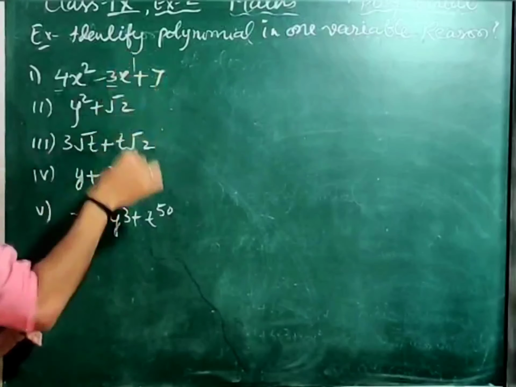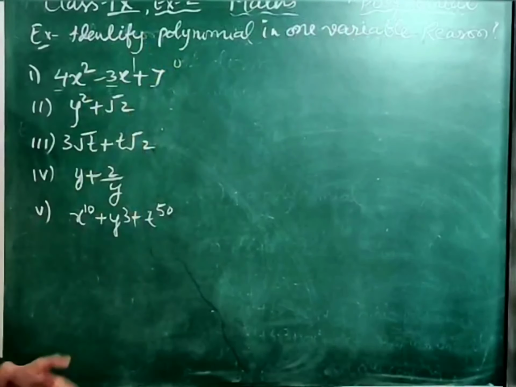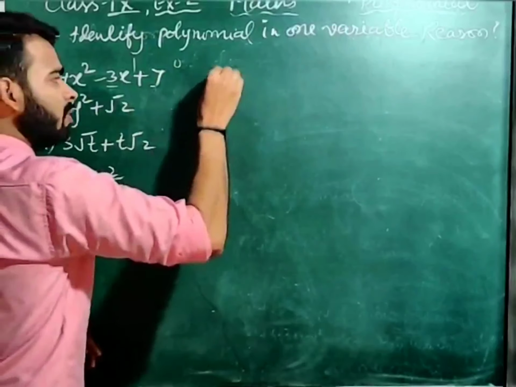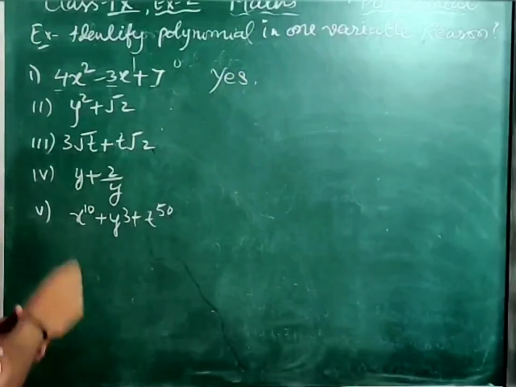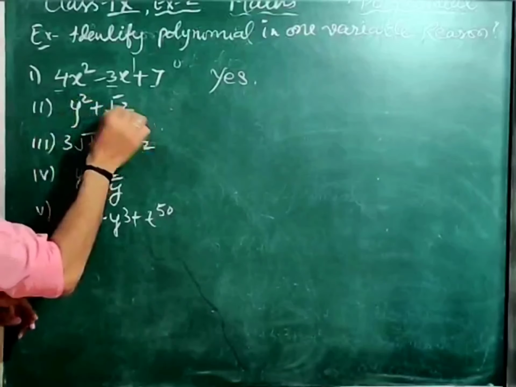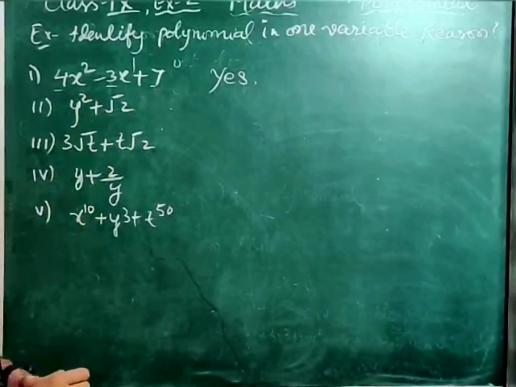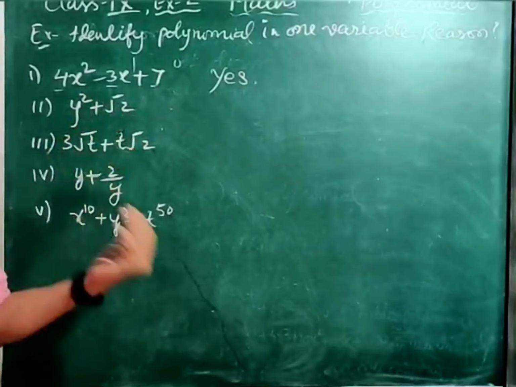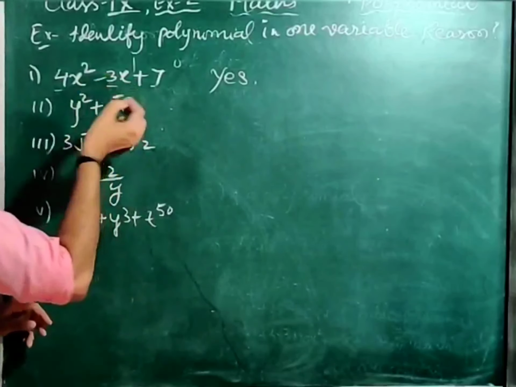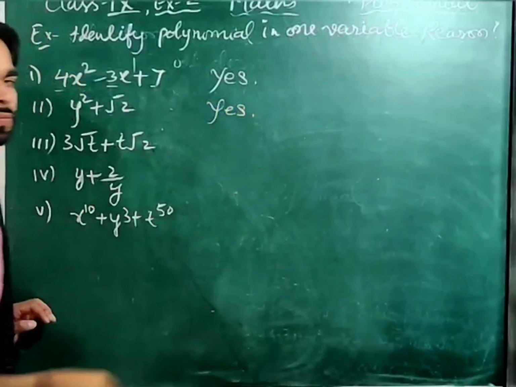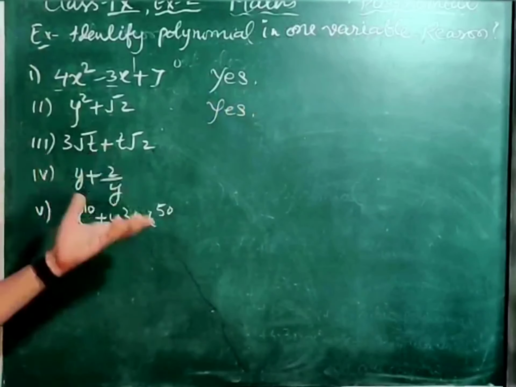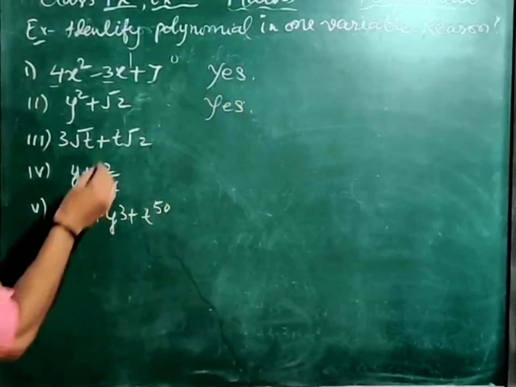What is your power? 1. What is your power? 0. So it is a polynomial. Yes, it is a polynomial. Okay. Now y square plus root 2. Root 2 means 2 power 1 by 2, so it is a positive power, and y square has power 2. So it is also a polynomial. Understood?